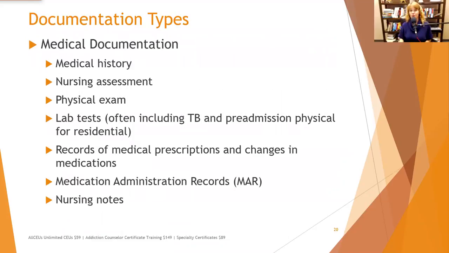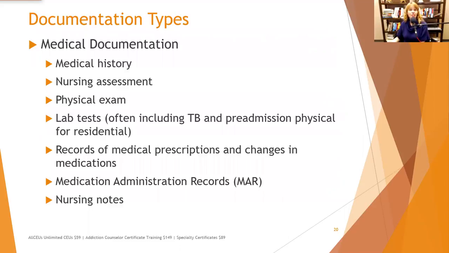Medical documentation, which is often in another section of the file, includes the medical history, the nursing assessment, the physical exam, the lab tests, which almost always have to include a TB and pre-admission physical, records of medical prescriptions and changes in medications that occurred, what prescriptions the person was on when they got there, and what they took while they were in your program. Even if you're not residential, you need to know what meds they're on and any changes that their doc may make, or your doc, and what they are discharged with.